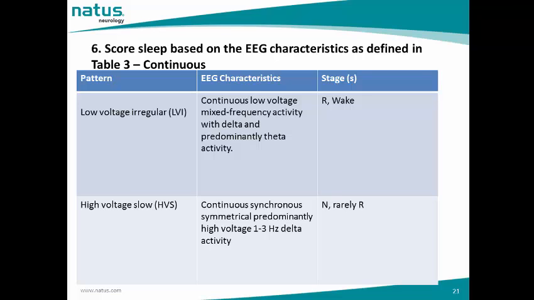When the EEG pattern is continuous, stage REM and wake are characterized by low voltage irregular waveforms, which is a continuous low voltage mixed frequency activity with delta and predominantly theta activity.